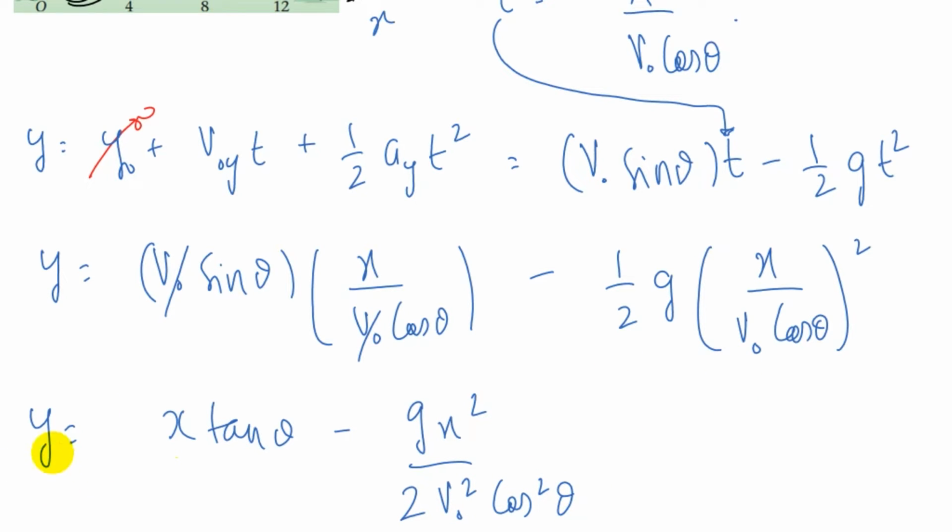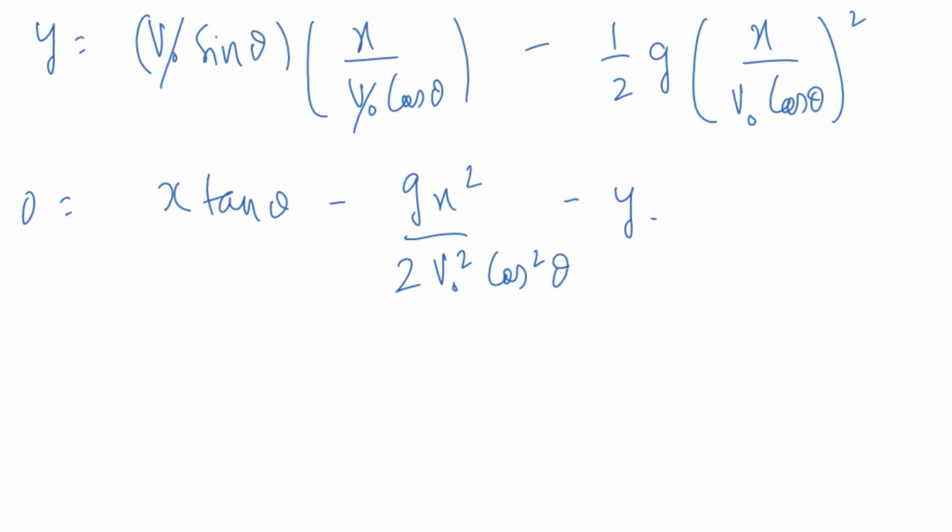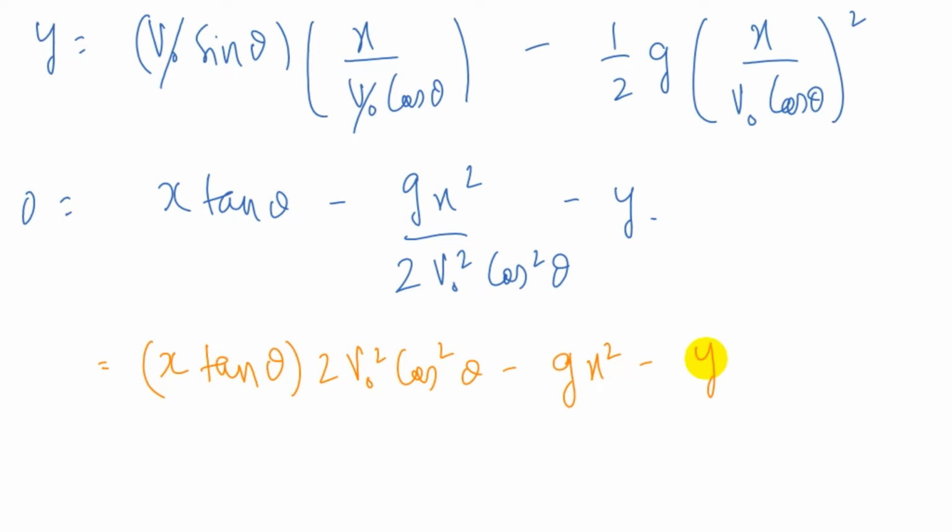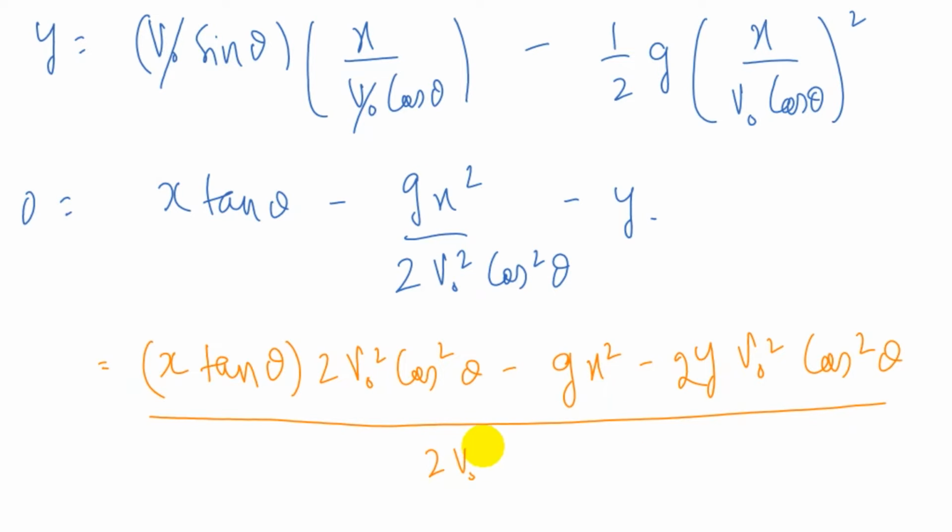And we can take this y to the right side, so this would become 0 here, and here it is minus y. Now simplify this equation further. So this would become, I'm just taking the LCM, so x times tangent theta times 2 v0 square cosine square theta, then minus g x square minus y times 2 times v0 square cosine square theta, divided by 2 v0 square cosine square theta, which is equal to 0.